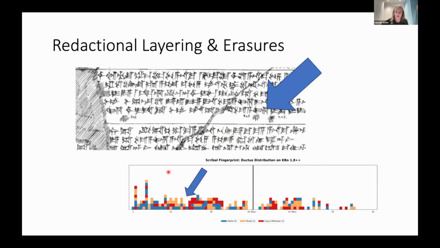Now, the distribution evidence is compelling, but the erasures make it decisive. In normal scribal workflow, a mistake is corrected immediately and locally. The scribe smooths the clay, re-impresses the correct form, and continues. This is not what we find here on this tablet. The redactional evidence is systematic and directional. The erasures cluster at the same coordinates as foreign signs, as seen here.